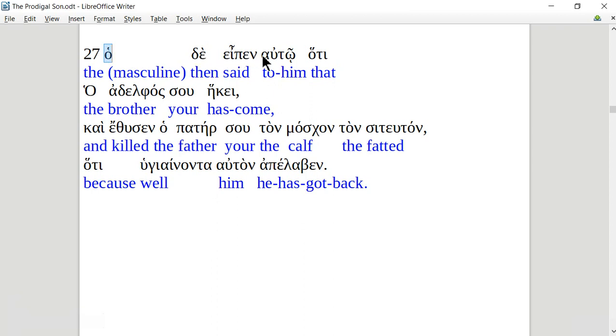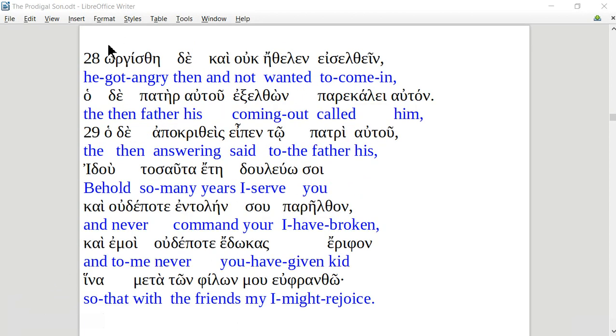He, the servant, then said to him, the older brother, "Ho adelphos sou heke," your brother, the brother your, so you would say your brother has come back, we'd have to say, and killed the father your, the calf, the fatted. Your father has killed the fatted calf because, well, he has got him back well. He's alive and well, we'd probably say, because he's got him back alive and well. And what was the older son's reaction? Orgisthe, he got angry and not wanted to come in.